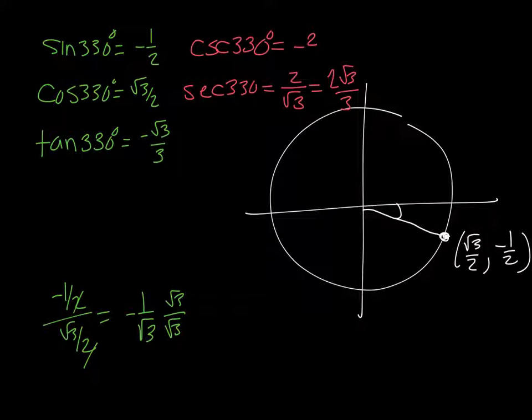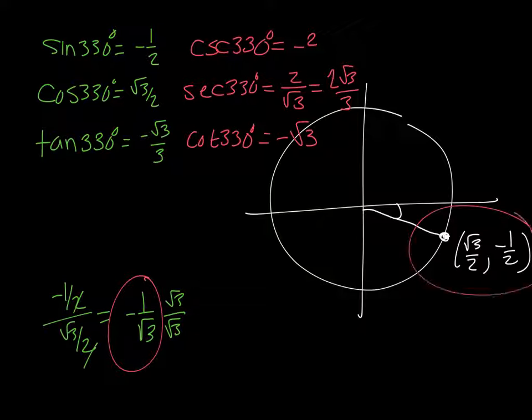And then the reciprocal, cotangent of 330 degrees, well, I'm going to take the negative root 3 over 3 that I had, I'm going to flip that over, so I get negative 3 over root 3, which is just negative root 3. And so that's how you're going to do that every single time. You're going to identify where it is on the unit circle, what the coordinates are, and then you can find sine, cosine, and tangent just by following.